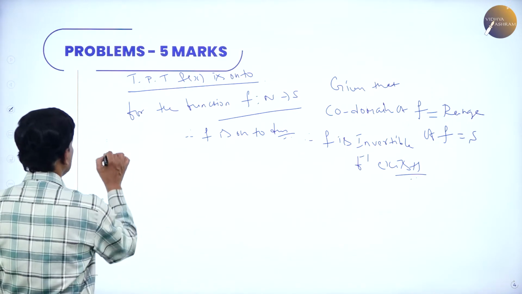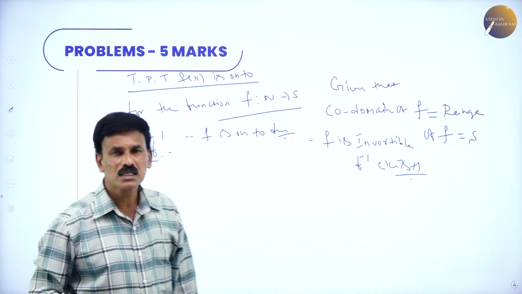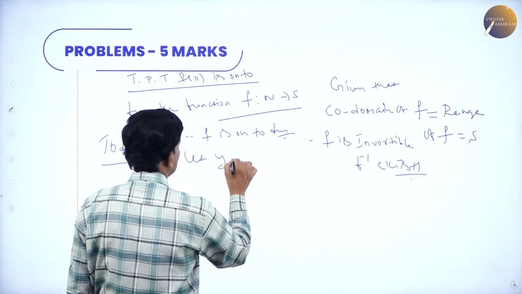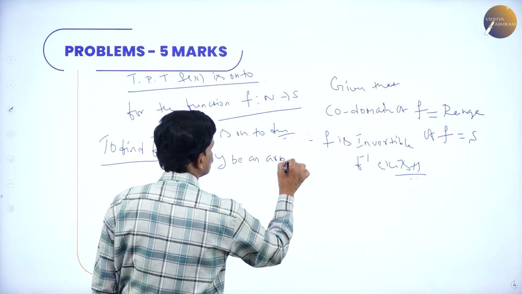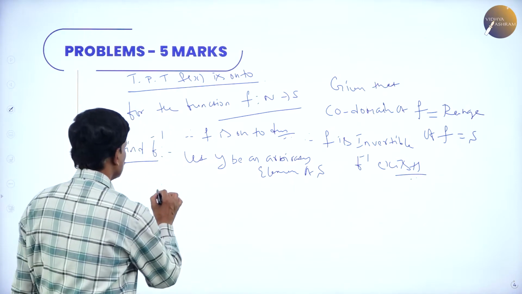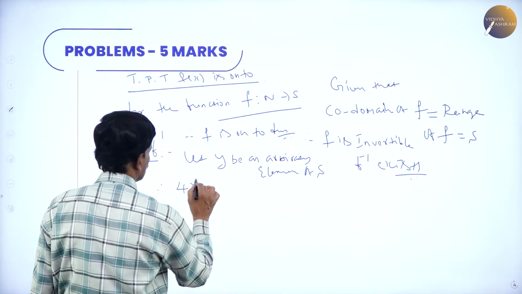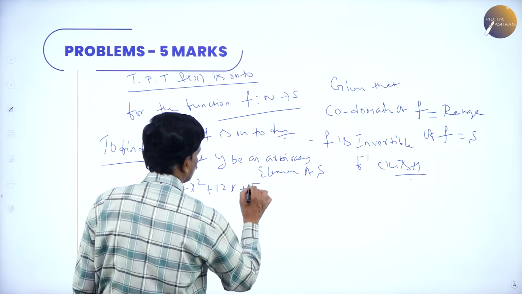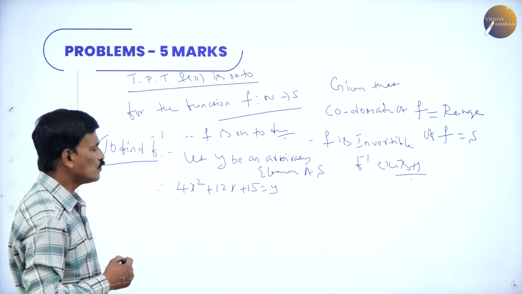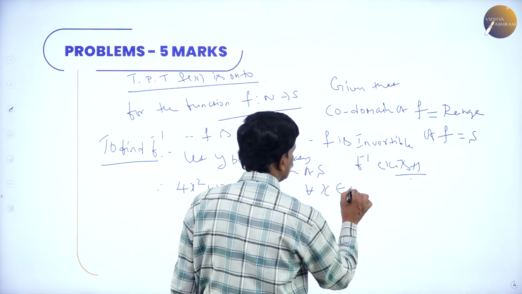Now, to find f inverse, let us consider y to be an arbitrary element of S. What is the given equation? 4x square plus 12x plus 15 is equal to y. Since y is an arbitrary element of S, 4x square plus 12x plus 15 is equal to y for some x belonging to N.